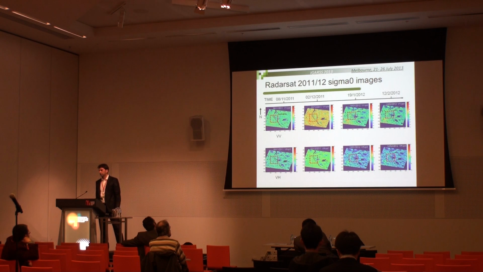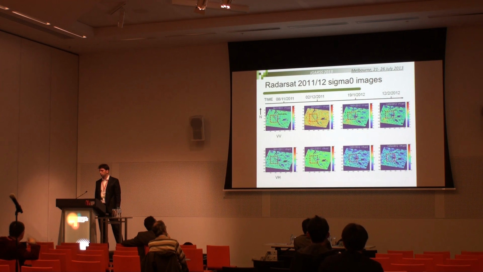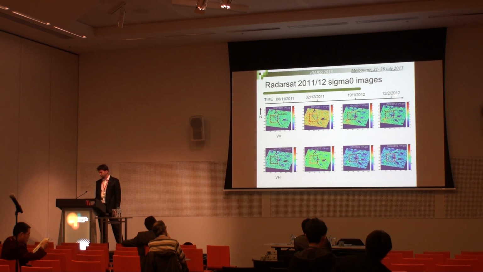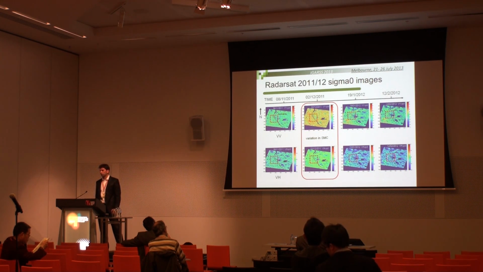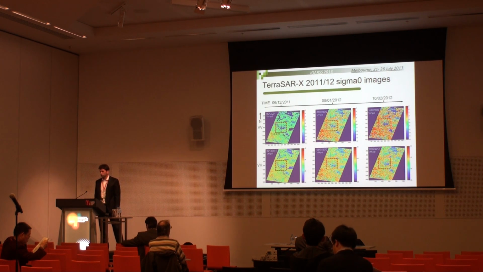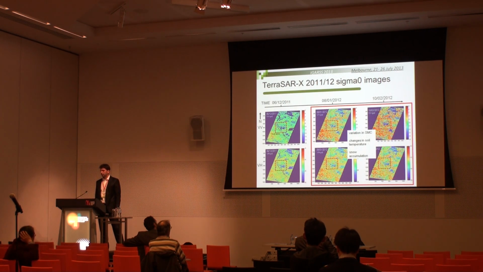Here you can see some radar images in the temporal series. In the red box is the test area, and you can appreciate different levels of backscattering in December, and this corresponds to a change in soil moisture and changes on the ground. And in the other images, the scattering level is always stable. In the TerraSAR-X images, you can see the variation of the scattering and also the VV and VH polarization. And also in this case, we have a variation in soil moisture and change in the soil temperature, and big changes on the scattering depending on snow accumulation, but not so high level, not so sensitive.